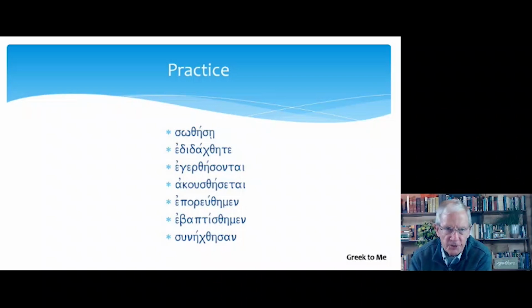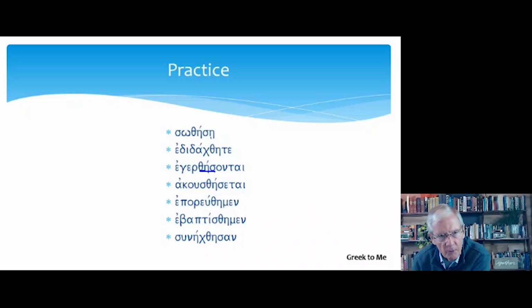Edidachthete from didasko. There we have an augment, stem, then a theta eta. First aorist passive indicative, and this is a second person plural. So you were taught. Egerthesontai. Notice here the theta eta sigma. Future passive indicative. Third person plural. They will be raised. The next one, akousthesetai, theta eta sigma, no augment. Future passive indicative, third singular. He, she, or it will be heard.